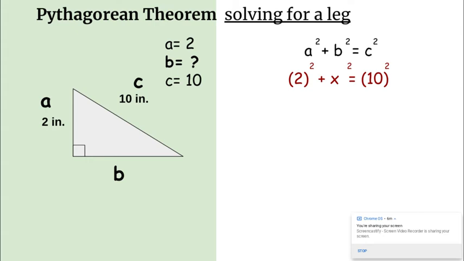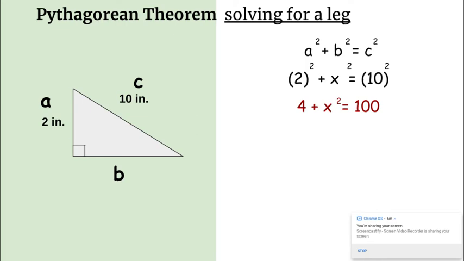Do you remember what's next? Now we plug in our formulas in our calculator. So for 2 squared, we're going to get 4. Then we're going to bring down the plus X squared. And then after our equal sign, we'll put in 10 squared. So your paper should look like mine, and we're almost done.